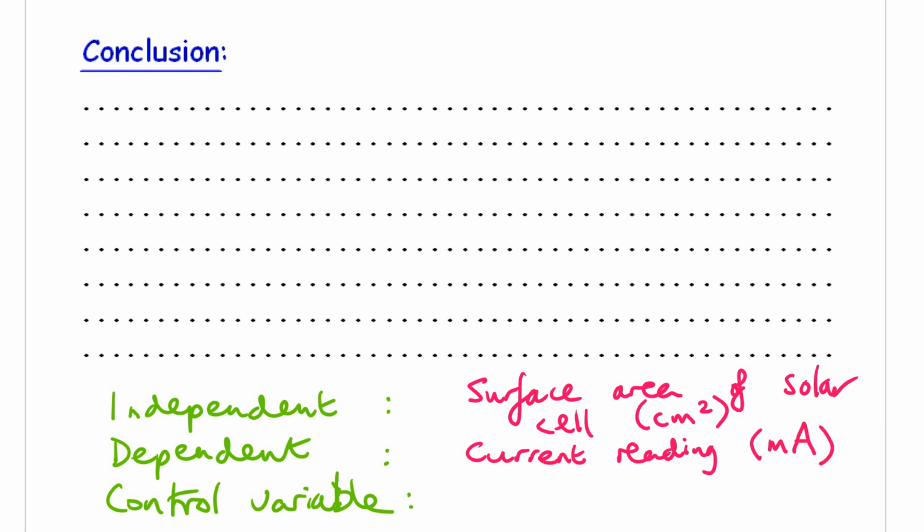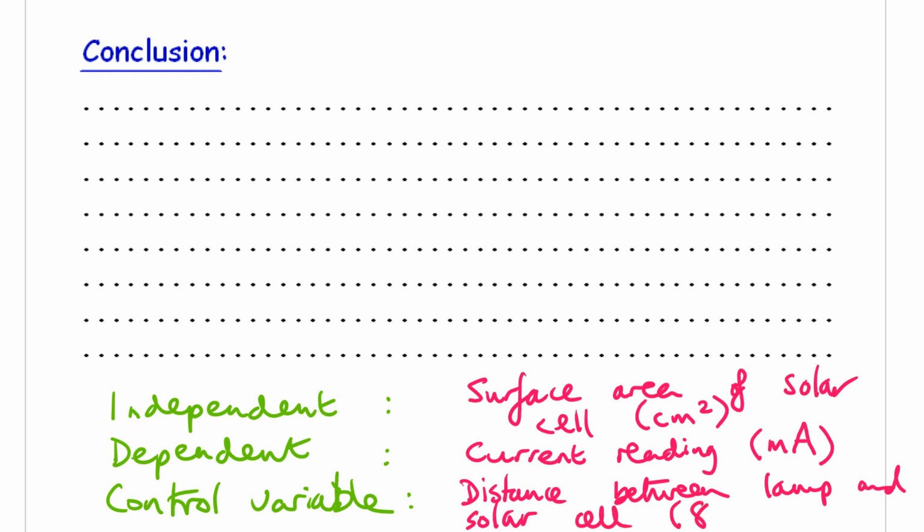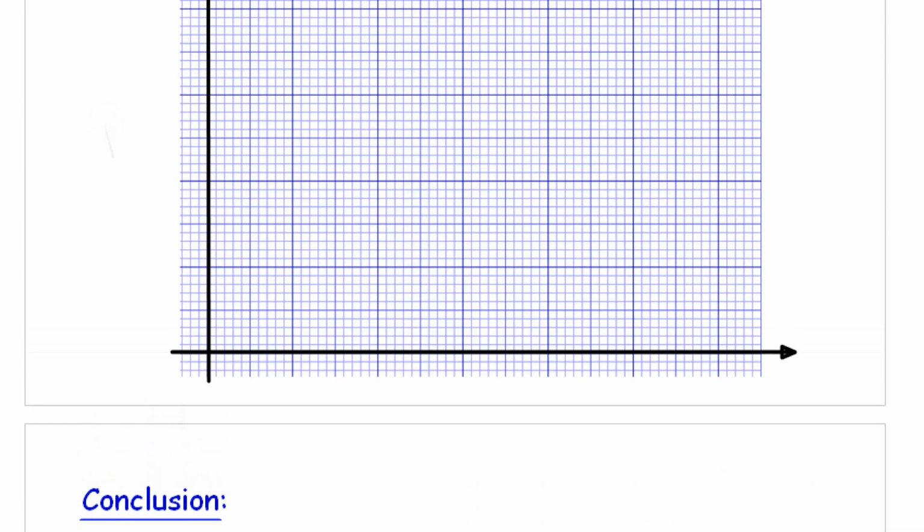Now, a control variable, what did we have to make sure we kept the same? It was the distance between the lamp and solar cell. Can you remember what it was? We kept it at 8 centimeters, if you remember. So, there's the variables.